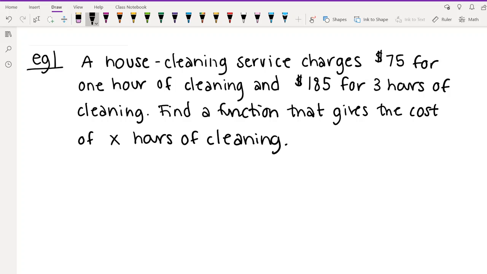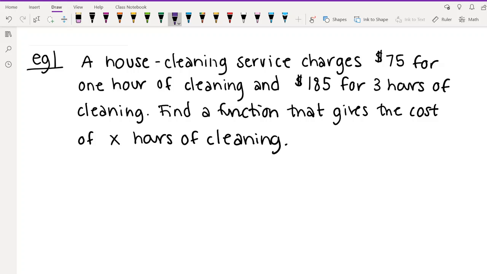So this is a little different from the other word problems we've been working on in this section. Most of the ones we've been working with said something like, they charge this much per hour plus this initial fee. We're not given that information here. All we're given is the fact that we have $75 for 1 hour and $185 for 3 hours.